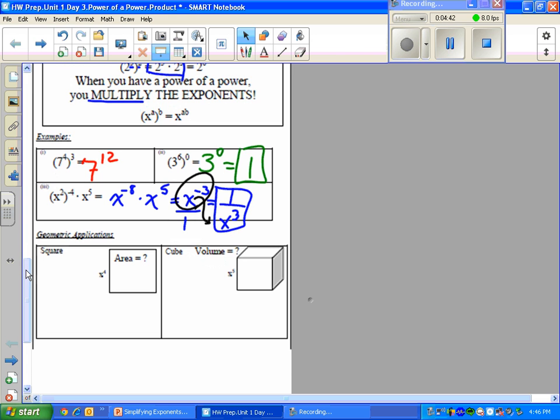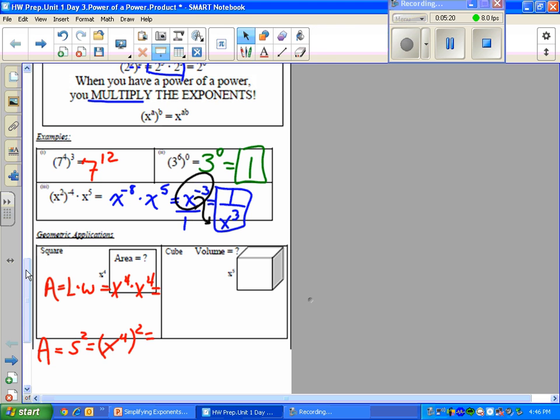Okay, so with the area of the square, one way we can do it is we can just say area equals length times width. Well, that means that we would have x to the 4th times x to the 4th. Another way we can think of this is we can say the area equals, since the length times the width is the same thing, just the side squared. Well, that means we could take x to the fourth and square it. So we could think of this as a product of powers problem or a power of powers problem. Either way, we're going to get to the same answer.